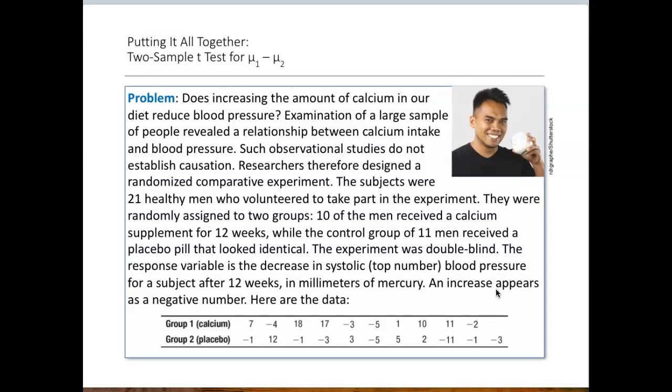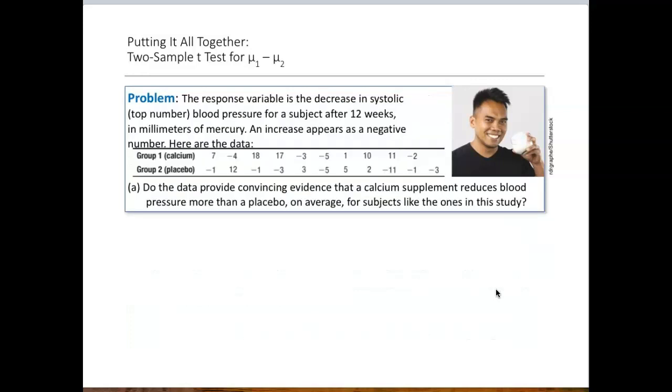The response variable is the decrease in systolic blood pressure for a subject after 12 weeks in millimeters of mercury. An increase appears as a negative number. Here is the data. All right. Do the data provide convincing evidence that the calcium supplement reduces blood pressure more than a placebo on average, like the ones in this study?